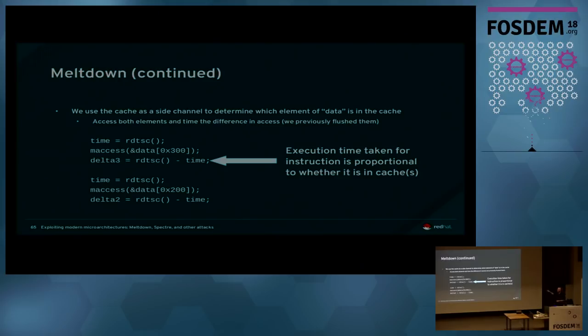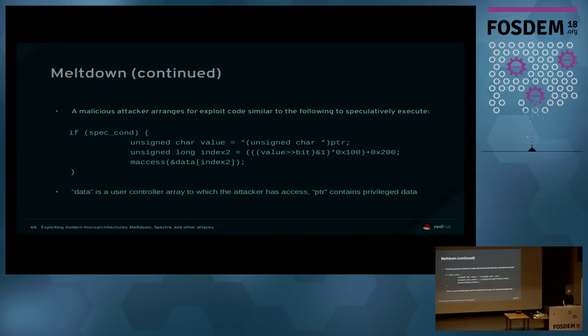So this is what my code does. The actual code the researchers published is a little bit more optimized, but you get the idea. You can't read that secret data, but you can observe what it was based upon what it did to the caches. And here's the example code.